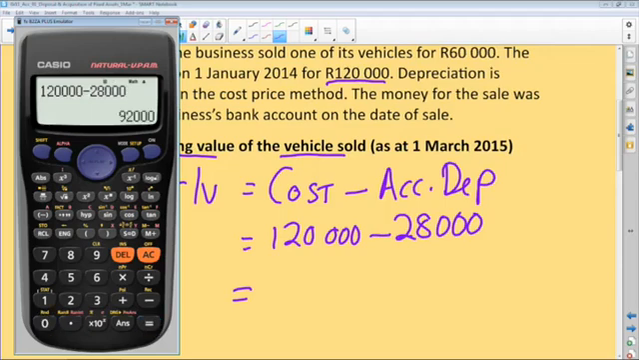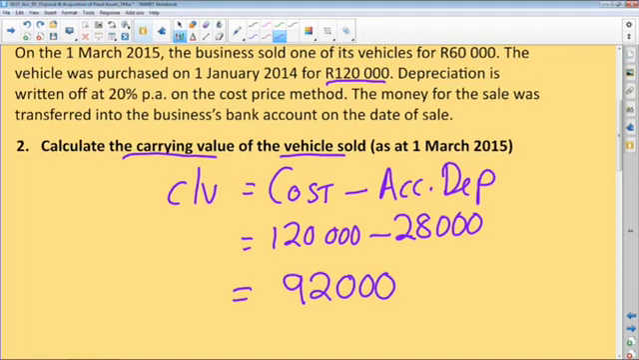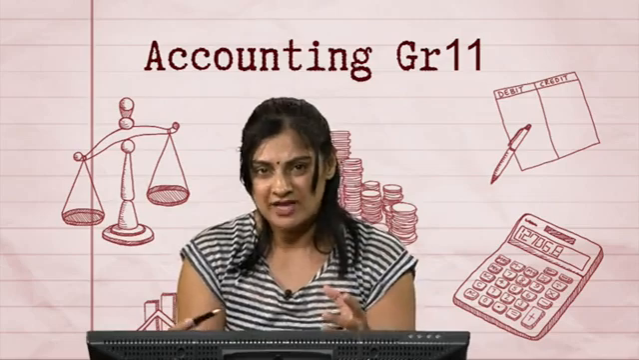Right, and that gives me this vehicle is now worth 92,000. Okay. Right, remember guys, the word carrying value: what is the worth of the vehicle? So even though I bought the vehicle at 120,000, 2 years later, the vehicle has lost value, it has depreciated, and it's now worth 92,000.